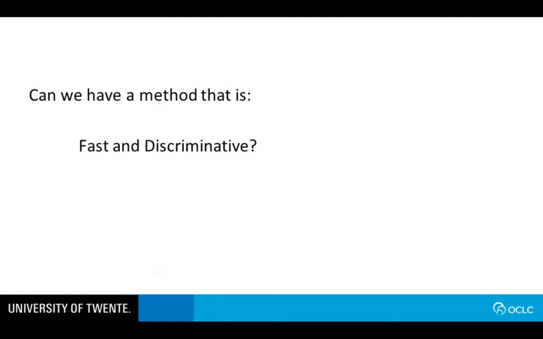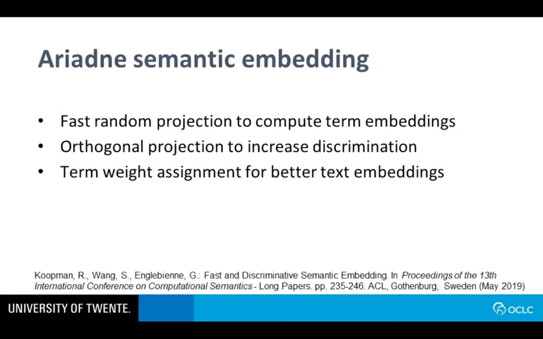So in the meantime, we were trying to answer this question: can we find a method that is fast and discriminative? That is what we have been focusing on for the last few years. That really comes to our Ariadne semantic embedding. There are three important points in our work. First, a very fast, efficient random projection process to compute term embeddings. Here, by terms, we mean words, phrases, or entities. Second, you use orthogonal projection to increase discrimination. And third is to assign suitable weights to each different term in order to compute the document or text embedding. We'll go into each point briefly.